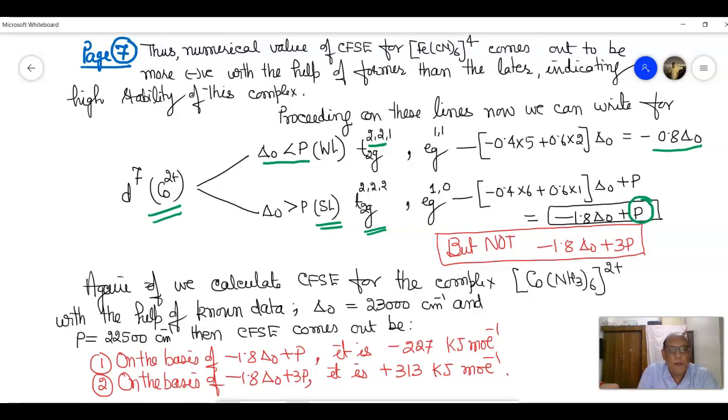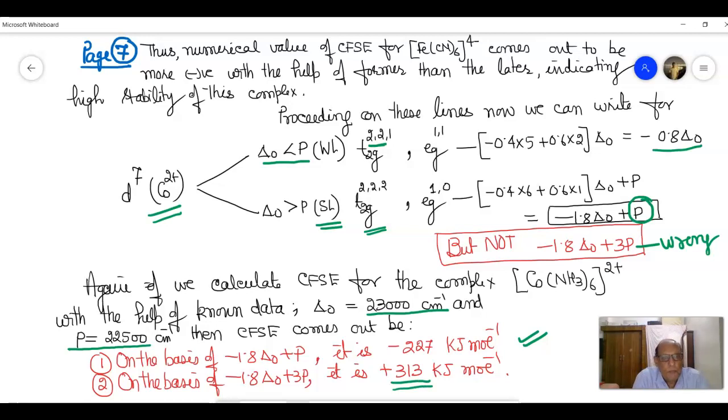So if we calculate CFSE for the complex, say hexaamminecobalt(II), with the help of the known data, Δo equal to 23,000 cm⁻¹, an electron pair energy equal to 22,500 cm⁻¹, then CFSE will come out to be, on the basis of the correct formula, −227 kJ/mol, while on the basis of this wrong formula, this will come out to be plus 313 kJ/mol.